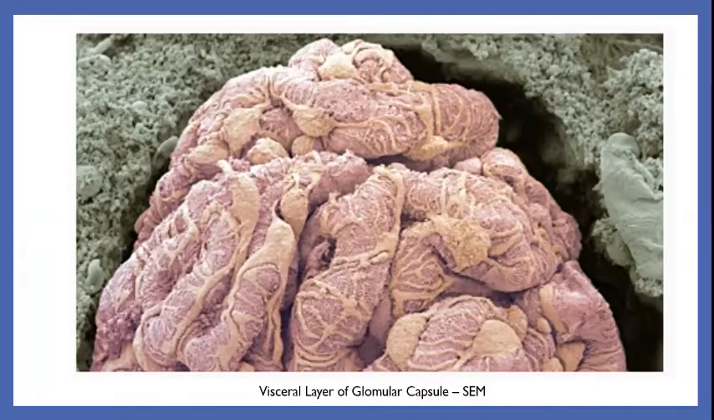This picture is a scanning electron microscope view of the visceral layer of the glomerular capsule. So our podocyte cell, with all of its little foot-like extensions, surrounds and wraps around the capillaries that form the glomerulus, a ball of yarn. Here's another cell wrapping around the capillaries, another one.